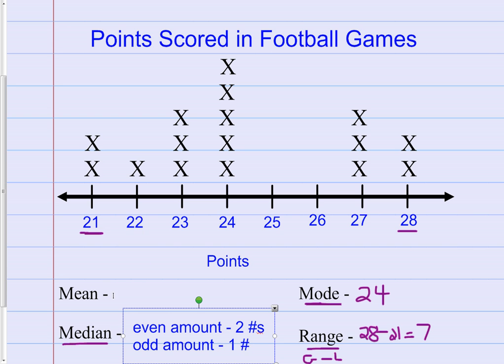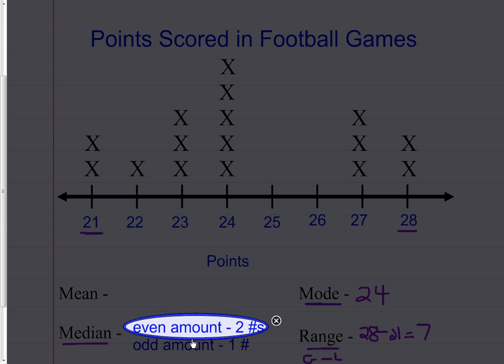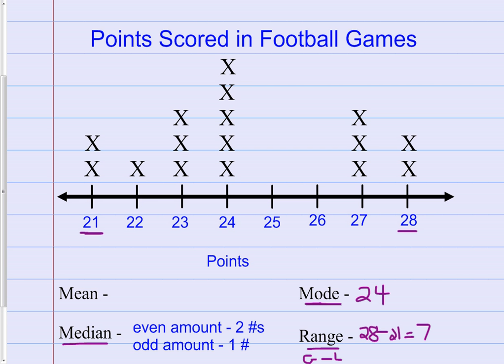Okay, so I quickly count through my data. 1, 2, 3, 4, 5, 6, 7, 8, 9, 10, 11, 12, 13, 14, 15, 16. There are 16 X's, which means I have an even amount of data. And if I have an even amount of data, that means I'm going to end up with two numbers somewhere in the middle. And I'm going to have to find the middle of those two numbers.